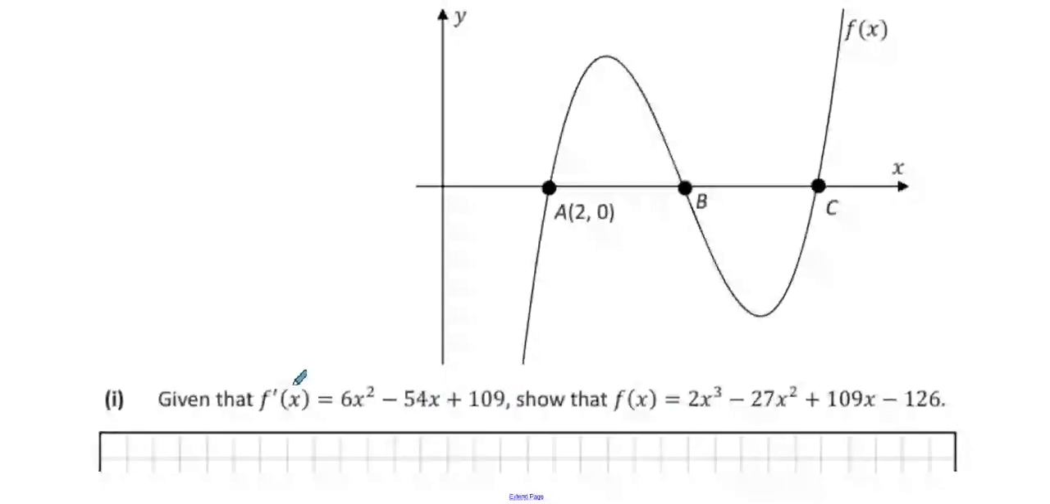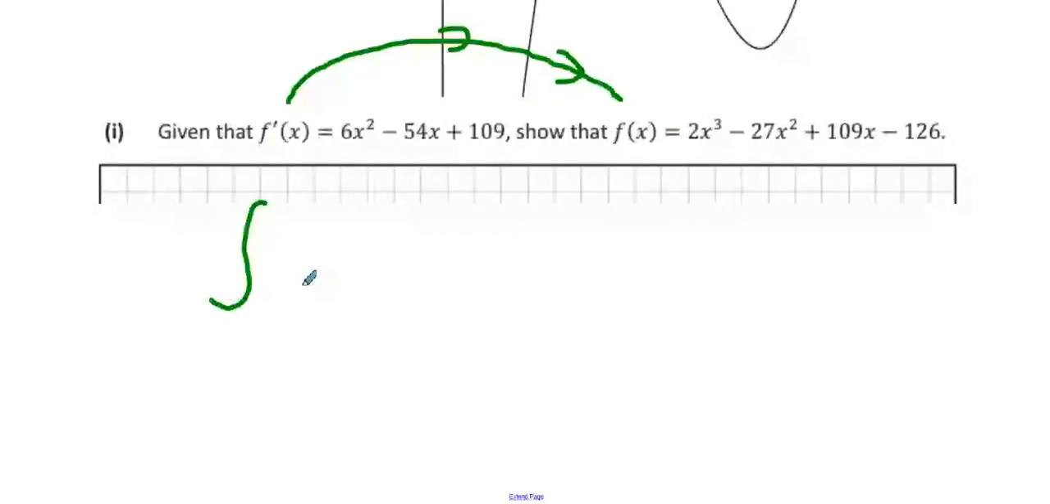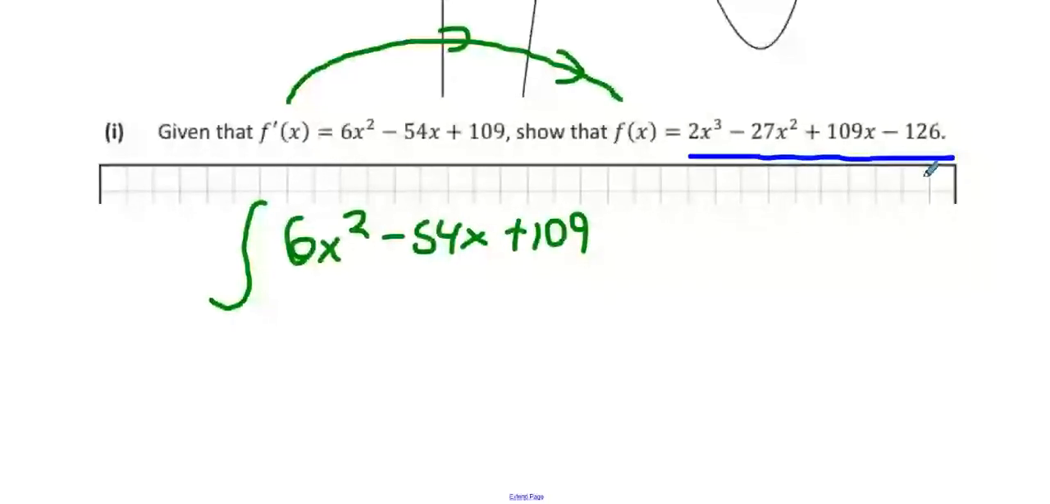Now remember, you integrate to go from a differentiated function back into the original. Okay, so what we're claiming is that if we integrate this, we should get what's here. But we're going to have to prove that. So once again, do what we did last time. Put x³ and divide by the new power. And then 6 divided by 3 is 2. So we have 2x squared. That's our first thing we got.